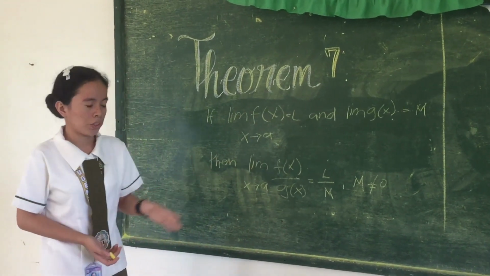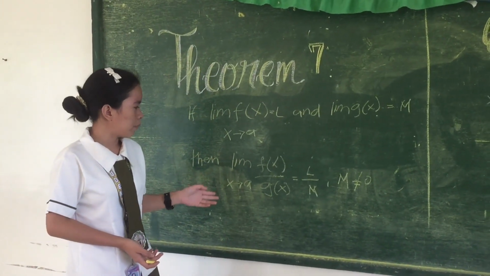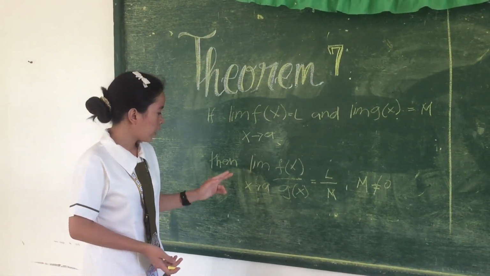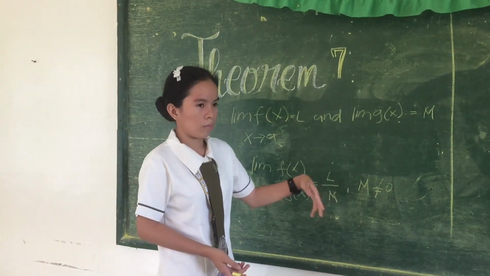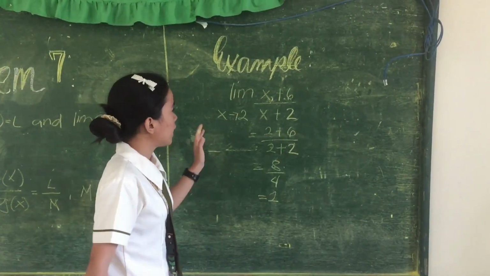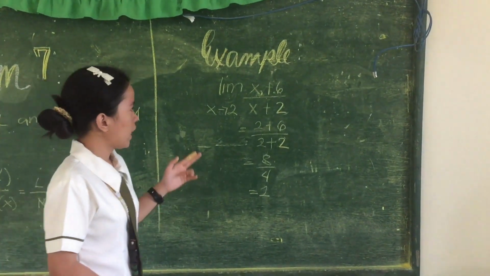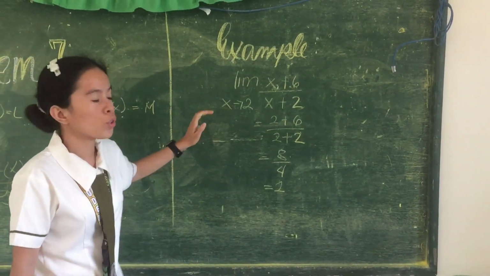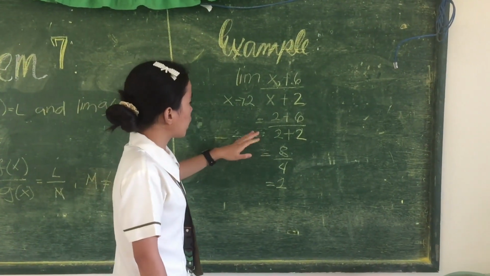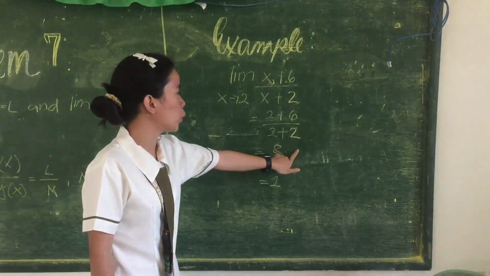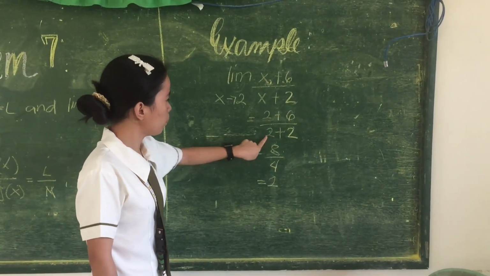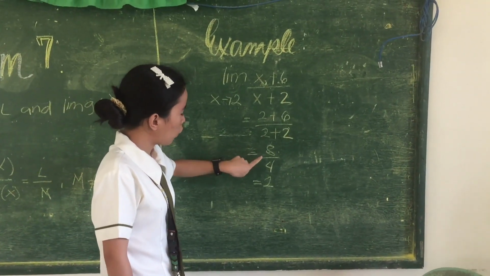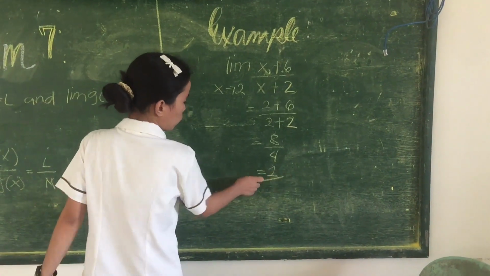Theorem 7. If the limit of f of x is equal to L and the limit of g of x is equal to m where x approaches a, then the formula is the limit of f of x over g of x is equal to L over m where x approaches a, and m must not be equal to 0. For example, the limit of x plus 6 over x plus 2 where x approaches 2. To solve this, let's just substitute all x with 2. So it will become 2 plus 6 over 2 plus 2. 2 plus 6 is 8, 2 plus 2 is 4, and dividing 8 over 4 is equal to 2.